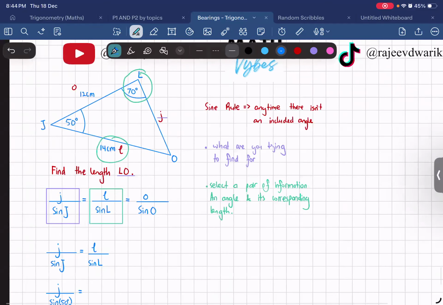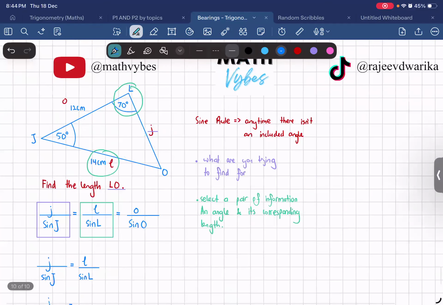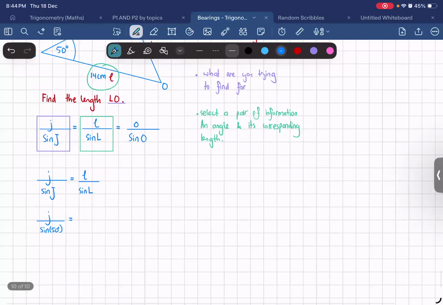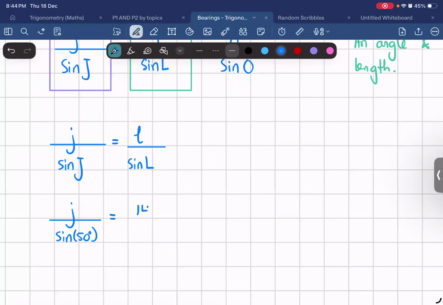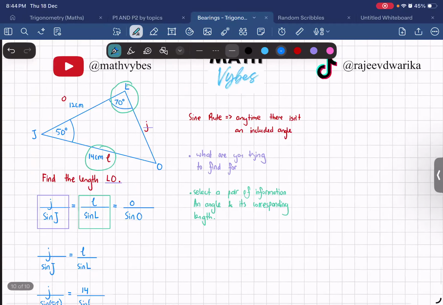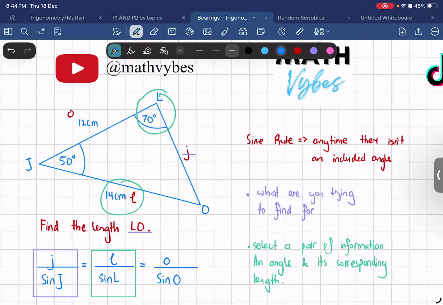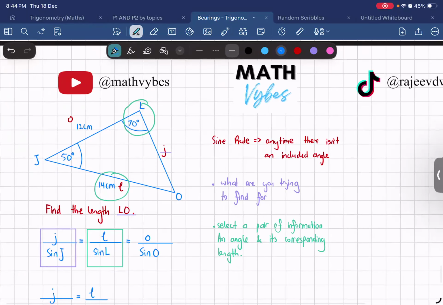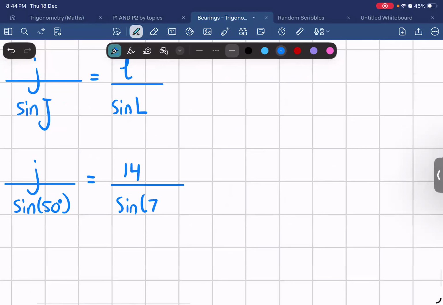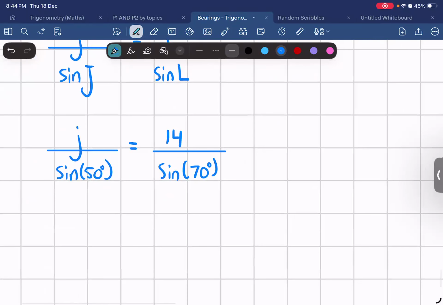Could somebody tell me the length of L? What's the length of L? 14, right? So we're going to write 14 over here. And could somebody tell me what angle L is? What is angle L? Angle L is 70, right, guys? 70.